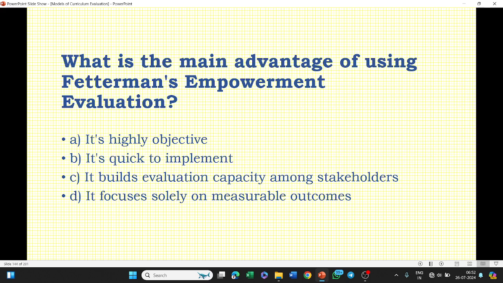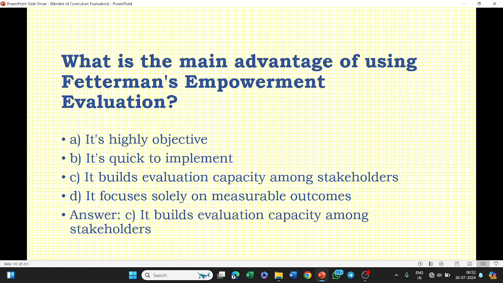Next, what are the main advantages of using Fetterman's empowerment evaluation? Options: It's highly objective, it's quick to implement, it builds evaluation capacity among stakeholders, it focuses solely on measurable outcomes. Answer of this question is option C, that is, it builds evaluation capacity among stakeholders.